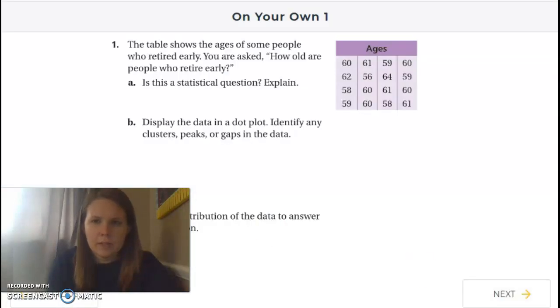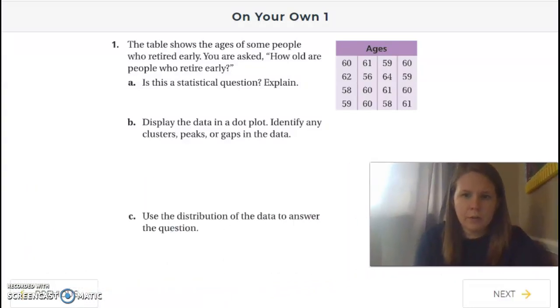All right. So on your own, I want you to go through this one, okay? So again, it's kind of the same thing. You're going to say, is it a statistical question? So are you going to expect a variety of answers? I want you to set up your dot plot given these ages. See if you can identify any clusters, peaks, or gaps. And then just come up with some conclusions about what you could say about the data. Okay, so go ahead, pause the video, take a minute to go through this. I'll check in with you here in just a minute.